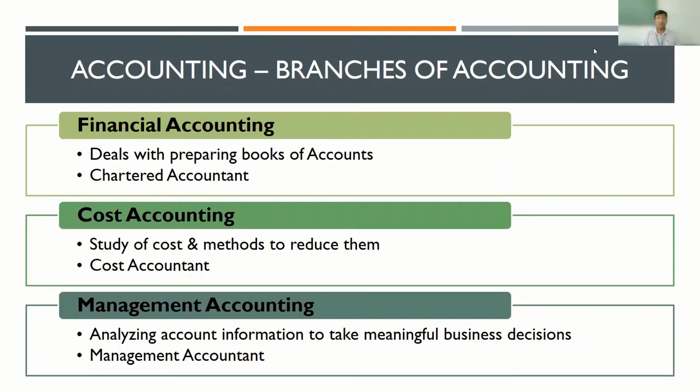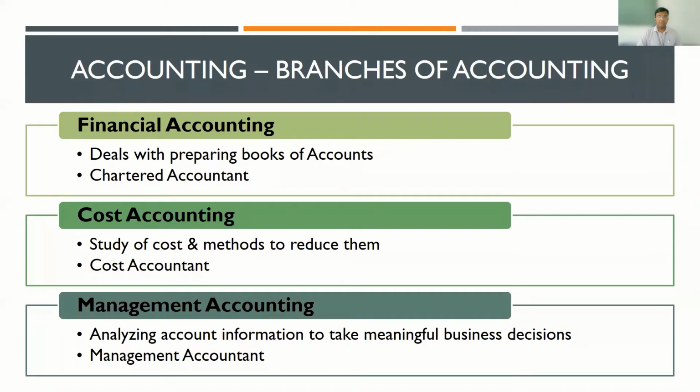So there are three branches of accounting: financial accounting, cost accounting, and management accounting. In the first branch, you're focusing on preparation of books of accounts and then preparation of final accounts. In cost accounting, you are dealing with the study of cost and then methods to reduce that cost. In management accounting, you're using accounting information to take good business decisions. So these are the three major branches of accounting.